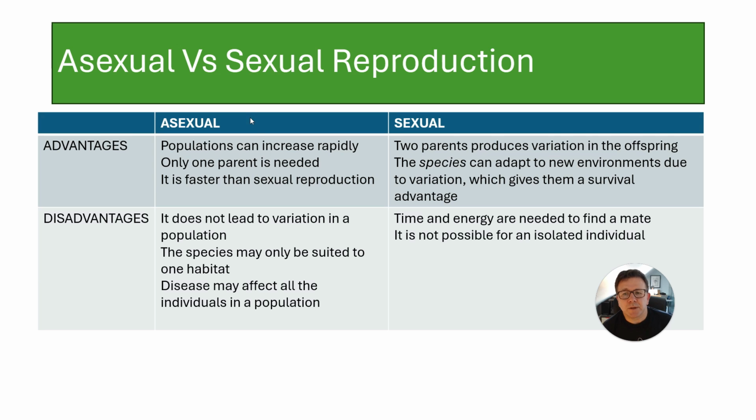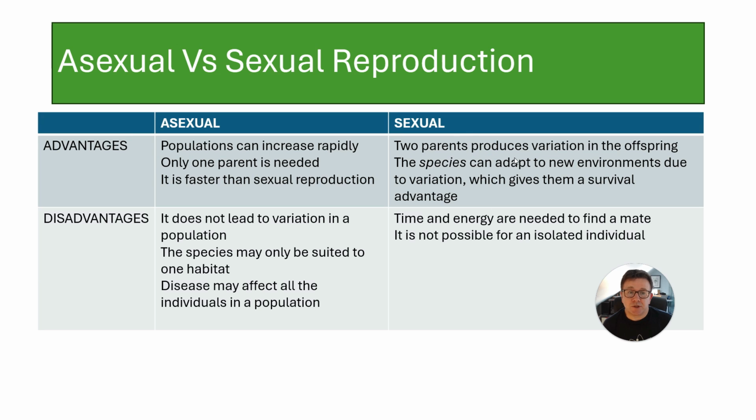Okay, so asexual is one parent, so it's faster. Populations can increase rapidly, but disadvantages, it does not lead to variations. There's no variation, so one disease could come along and kill all of the population, and they're only suited to one habitat as well. They can't adapt.